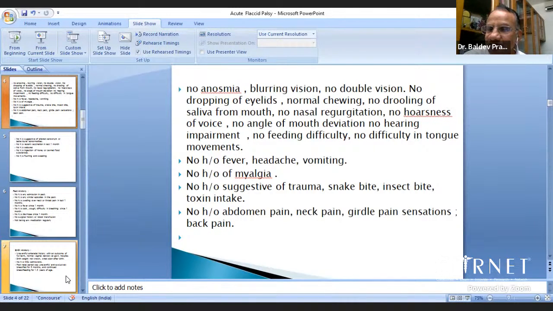Why has he taken fever, headache, vomiting? Sir, to rule out any cerebral edema, infective or other inflammatory causes leading to cerebral edema. And myalgia, to rule out whether there is any... I think how is the snake bite relevant in this case? The snake poisoning leading to a neuroparalytic attack, as a cause for the weakness of the lower limb. And pain in abdomen, neck pain, girdle pain.